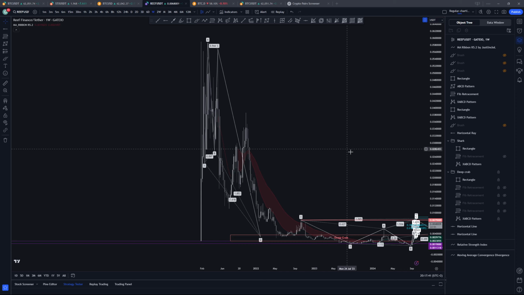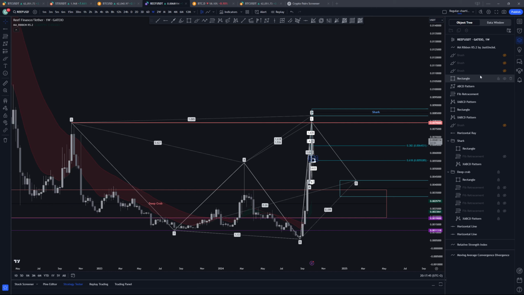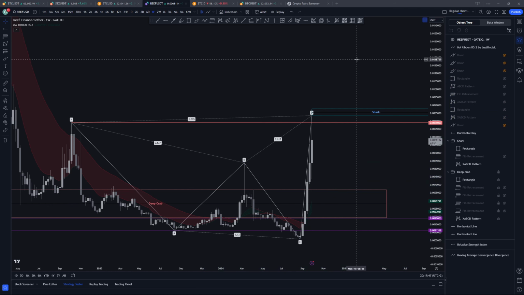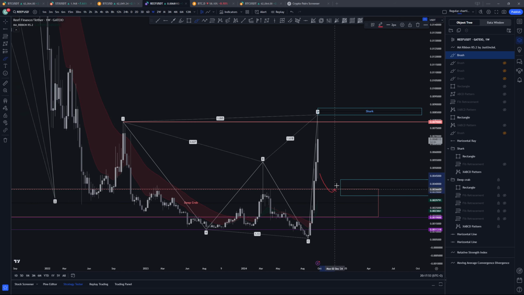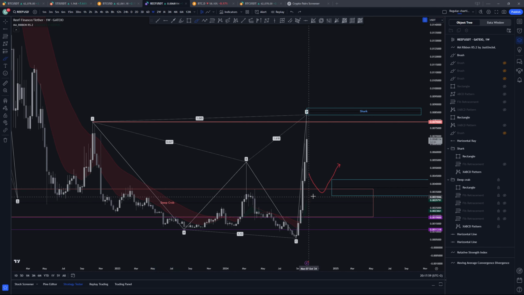Weekly. And on a higher time frame, I would look for a rejection somewhere over here. This would be your main area of interest. If we can ever retest that deep trap, that would be very confluent.